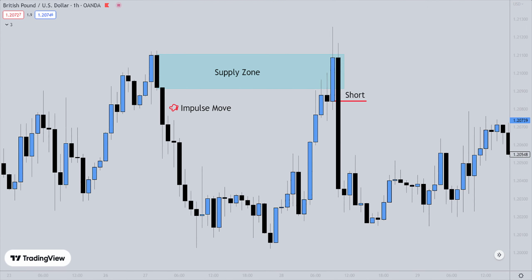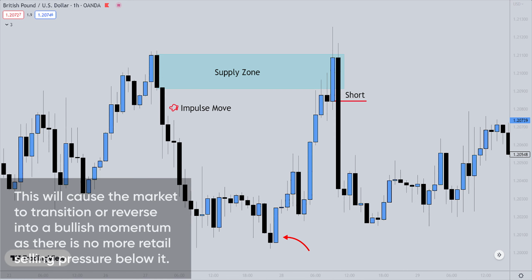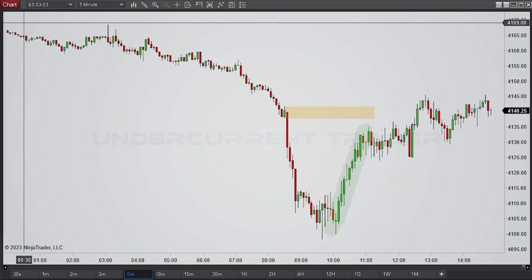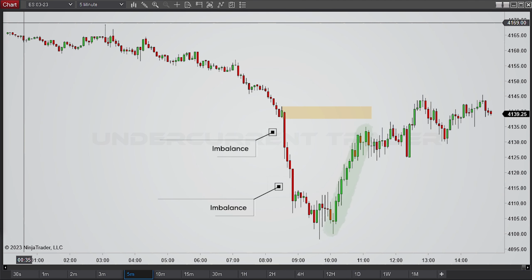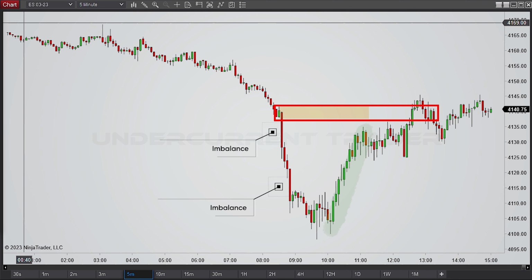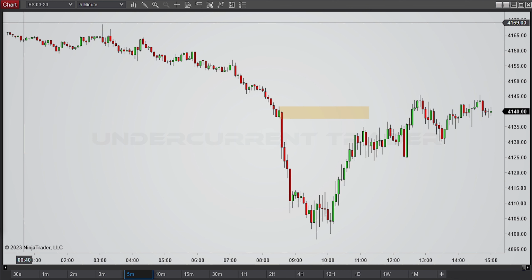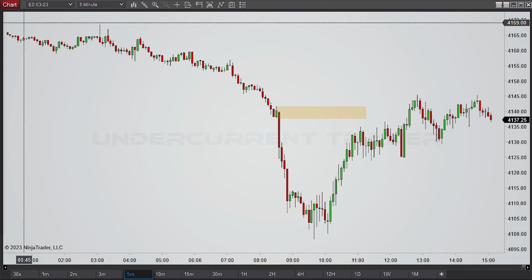Eventually, the last trader who wanted to short has executed his or her trade. Now, this creates a speed bump, if you will, in the price, which implies that any pause at this level will cause the market to transition or reverse into a bullish momentum as there is no more retail selling pressure below it. Once the market reverses, it balances out the inefficiency zone and retests the supply zone where retail traders fully capitulate. Remember this, guys. This is the area where you fully capitulate.